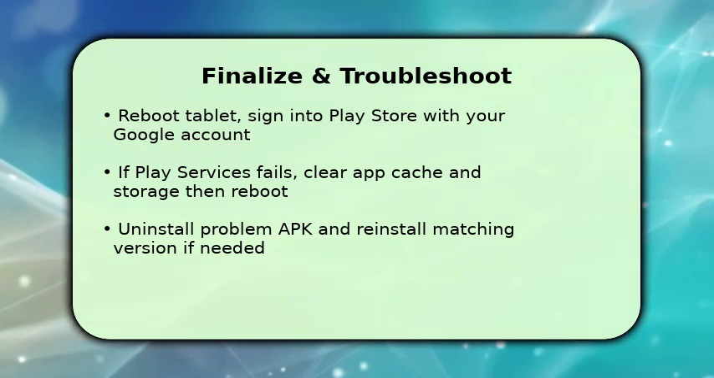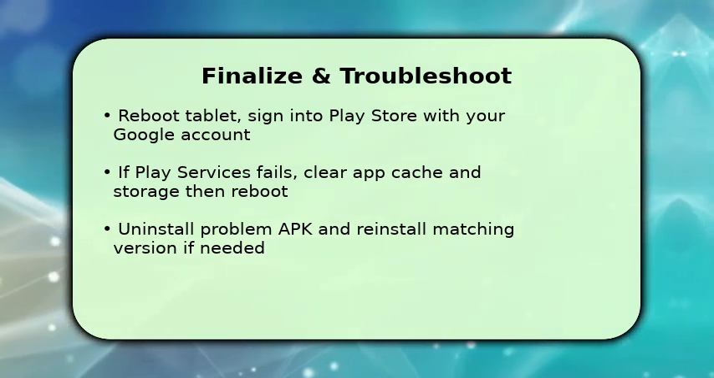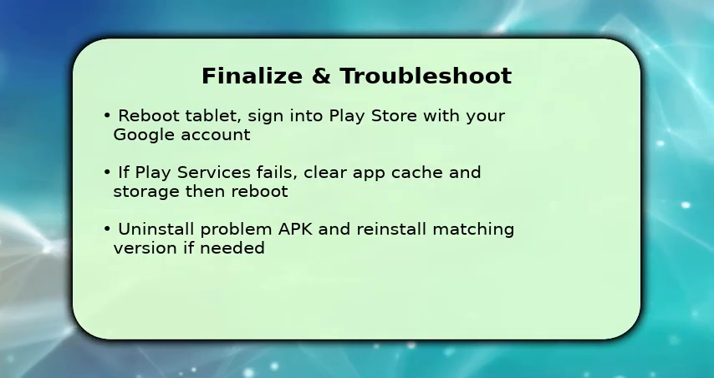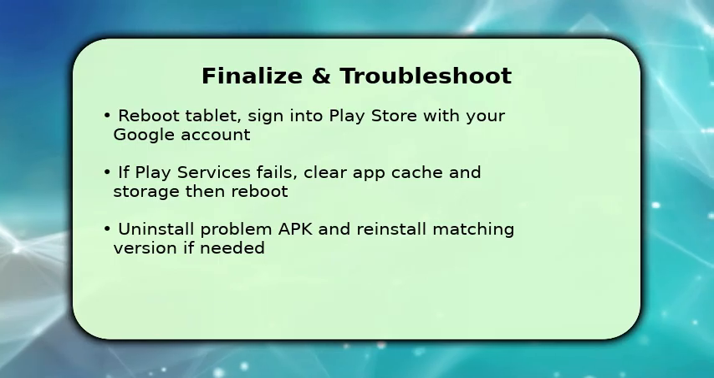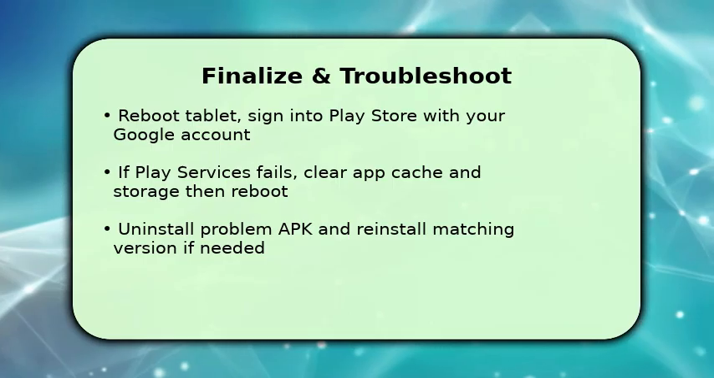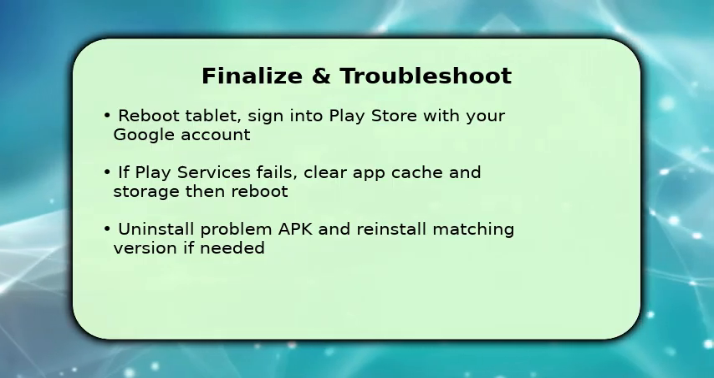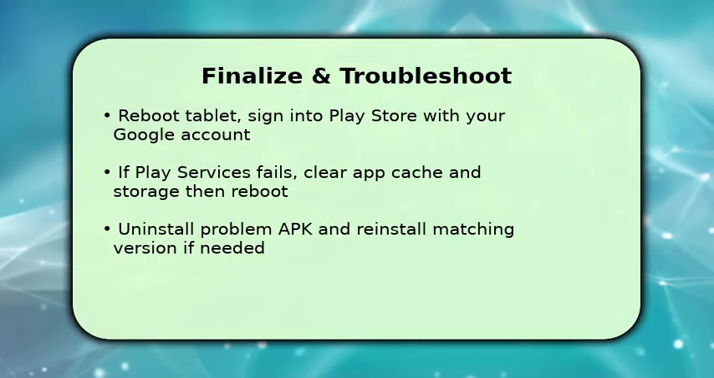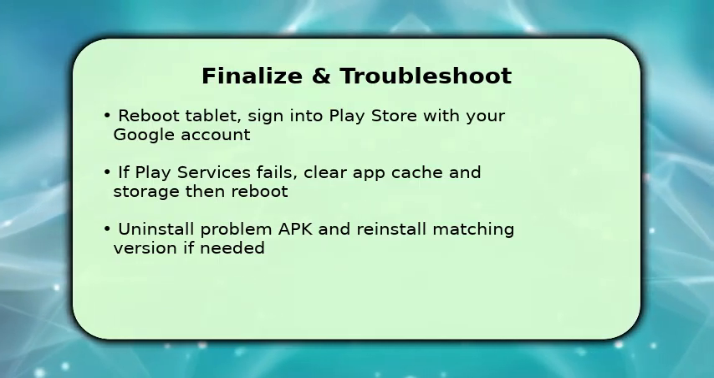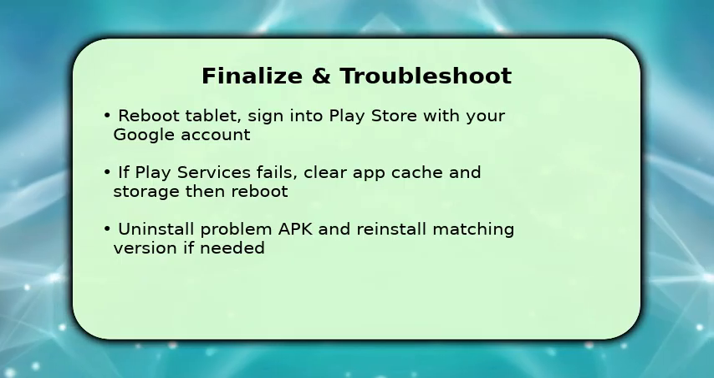When it boots, open the Play Store and sign into your Google account. Give apps a minute to update and sync. If something breaks, clear cache and storage for Google Play Services and Play Store, then reboot. If errors persist, uninstall the offending APK and reinstall a build that matches your Fire OS and CPU. This fixes most version mismatches and lets the Play Store work properly.